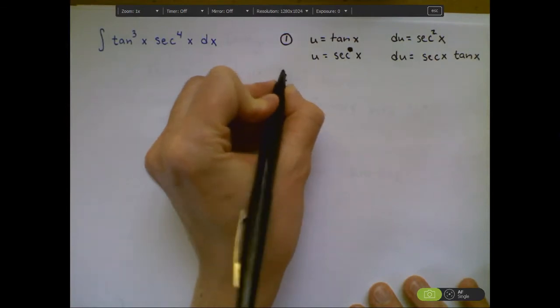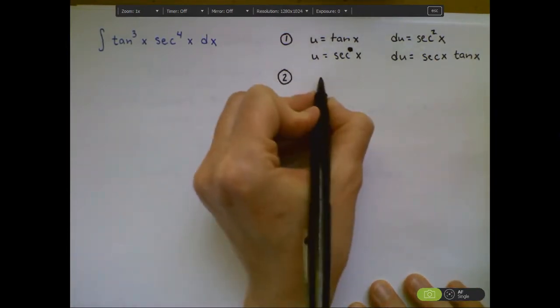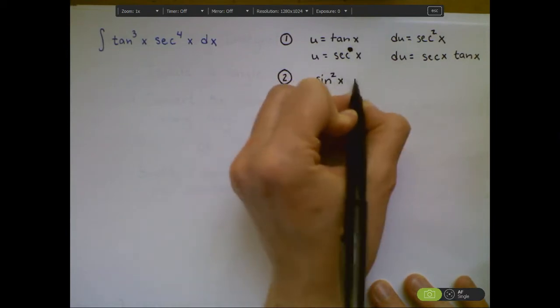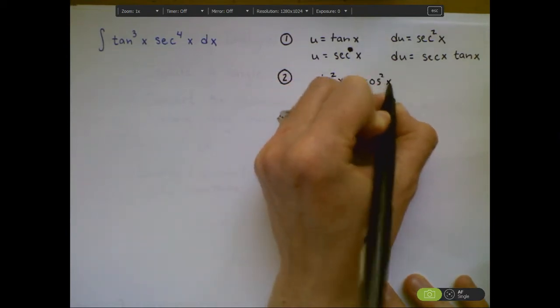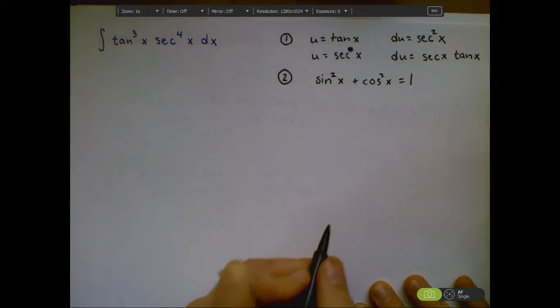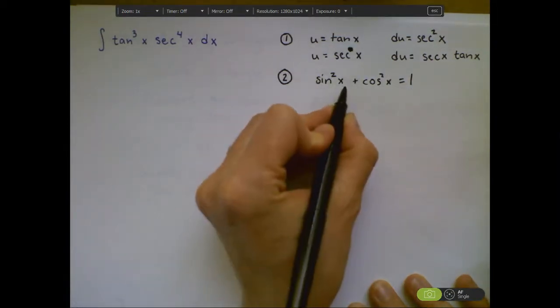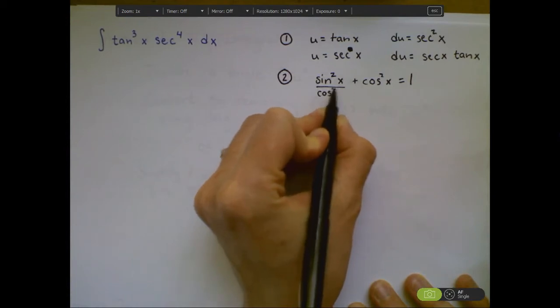The other fact that I'm going to make use of is just something based on what we saw before, that sine squared x plus cosine squared x equals 1. This is a trig identity I want you to memorize. And if I were to take this identity and divide everything by cosine squared x, why would I do that?